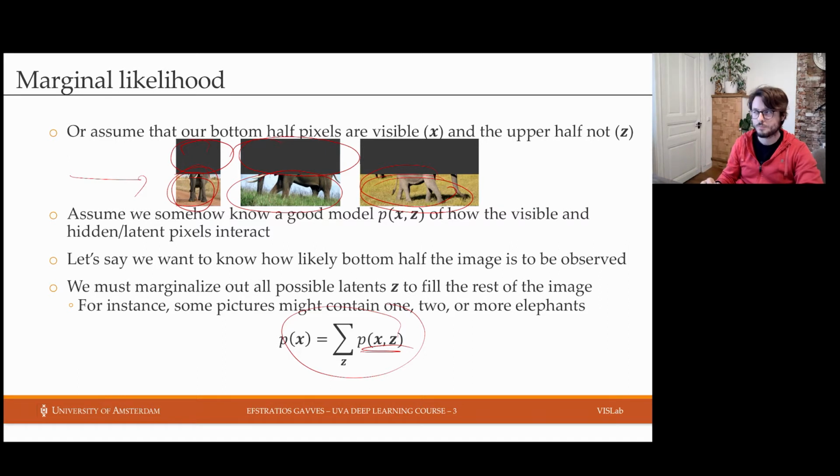To get a more intuitive understanding, let's focus on this picture. So in this picture we see two legs. Probably there's another elephant here. Maybe there's another here, and maybe there's another here. So that is one possibility of how our latent pixels might be looking like. However, that's not the only possibility. It could be that this elephant doesn't exist, or this elephant doesn't exist, or this elephant doesn't exist. Each of these cases could produce the same bottom half. By summing over all possibilities, we compute in the end how likely it is to have this bottom half under all possible latent upper half images.